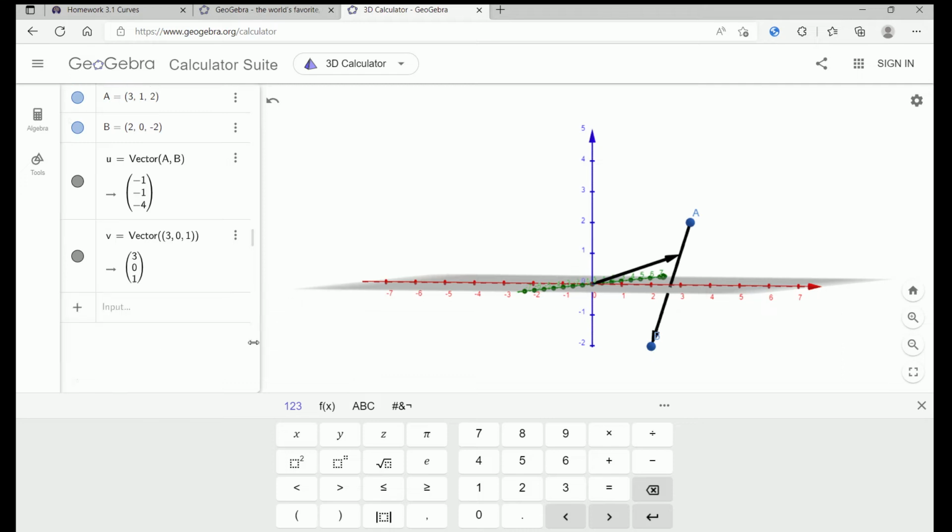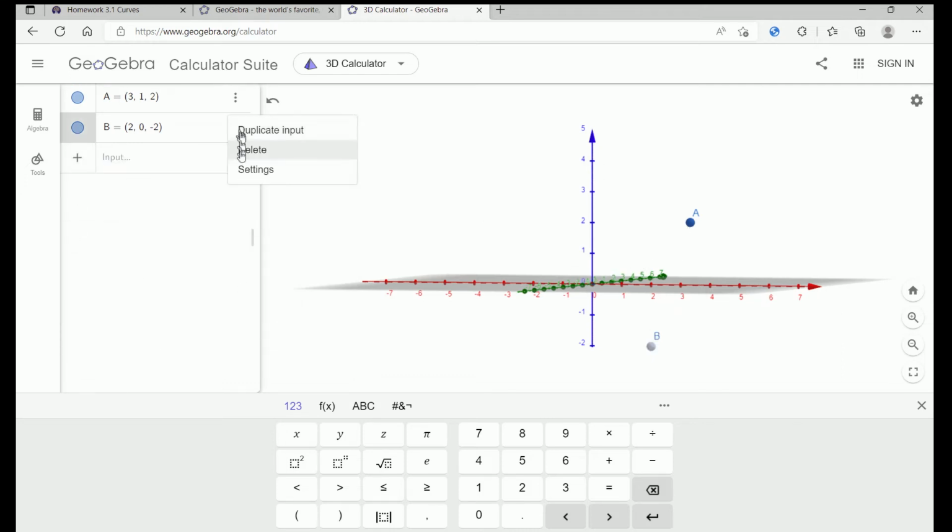Anyway, that's not really what we're trying to do here. What I want to do here is plot a curve. The way you plot a curve is you just say curve.